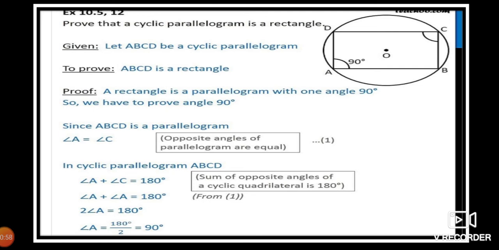What is that characteristic? Only one angle is 90 degrees. It means obviously it is a rectangle. Okay, that property, that characteristic, we have to prove here.